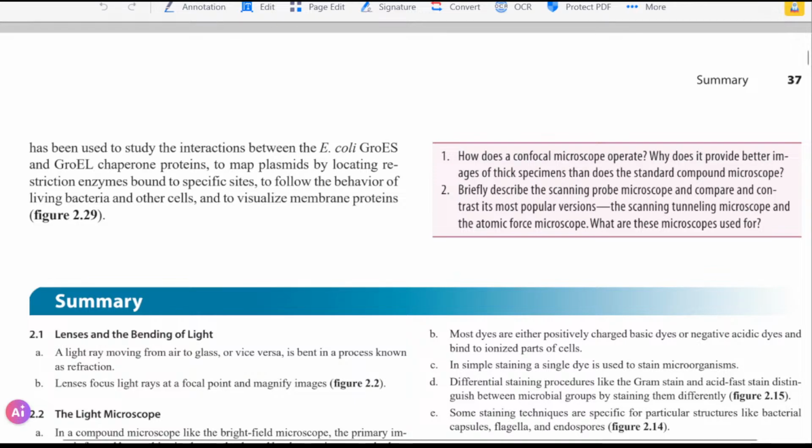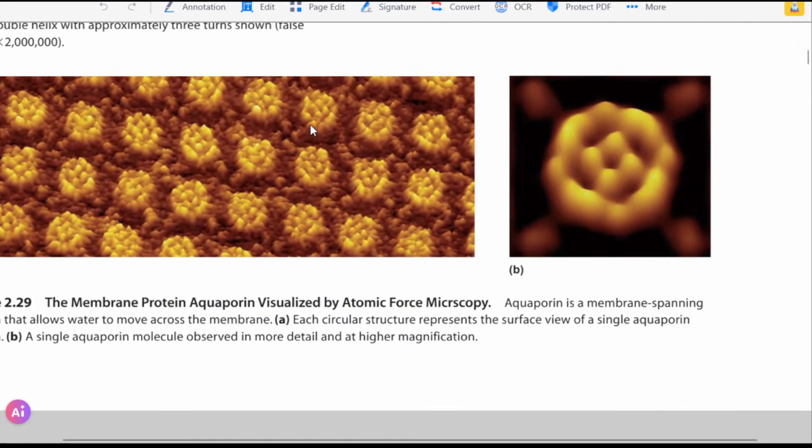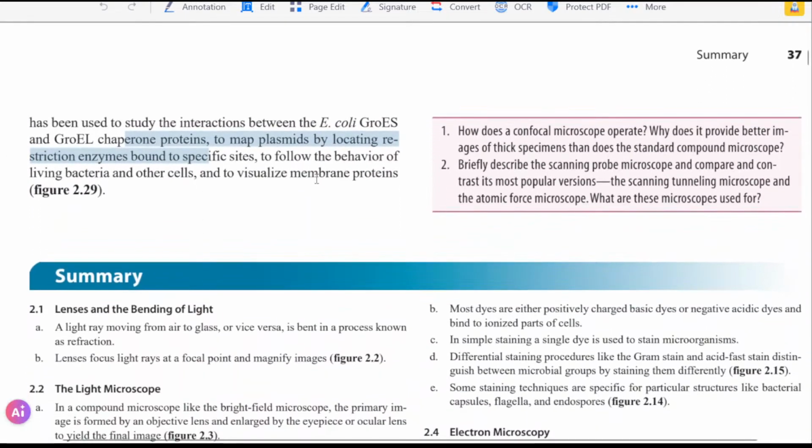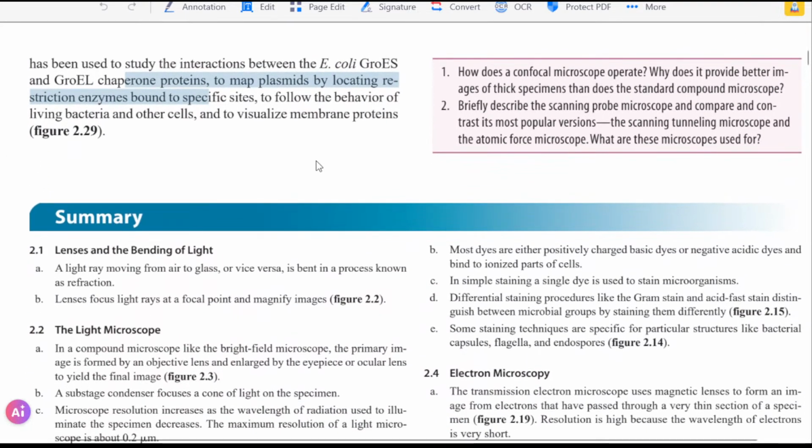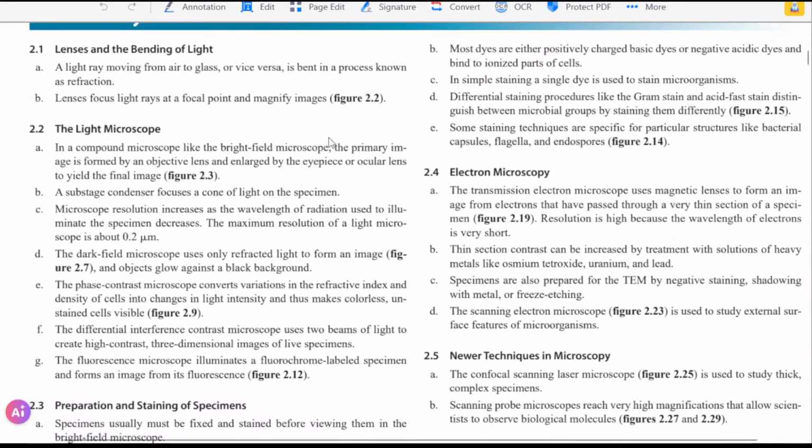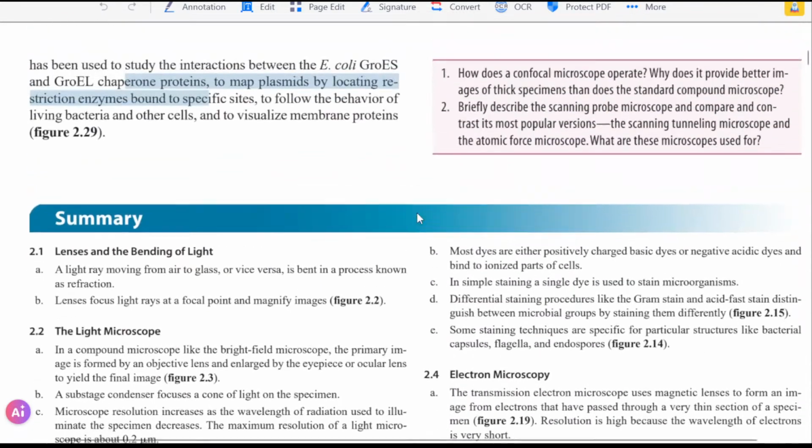Right, they are saying that it can be used to study the interaction between E. coli, Borrelia, and GroEL chaperone proteins. You can study not only the static proteins, you can study the proteins that move and don't move, and you can see the interaction. So this is the end, and these were the two techniques.